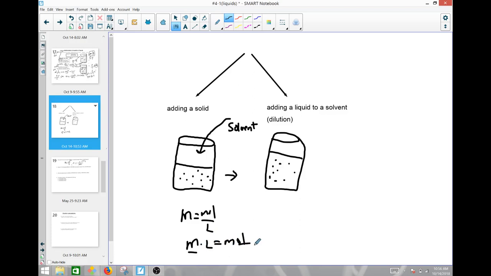So in this situation, my new solution has the same number of moles. They haven't changed, so these are identical. But it does have a correlating molarity and a correlating volume. And with this formula, canceling out the moles, we get M1V1 equals M2V2.